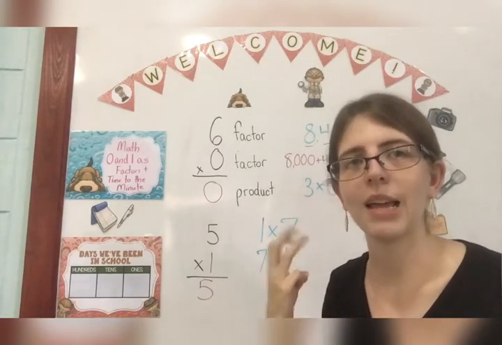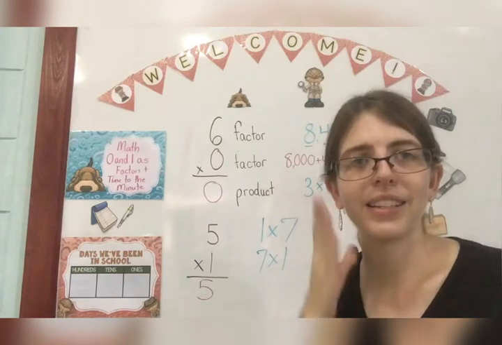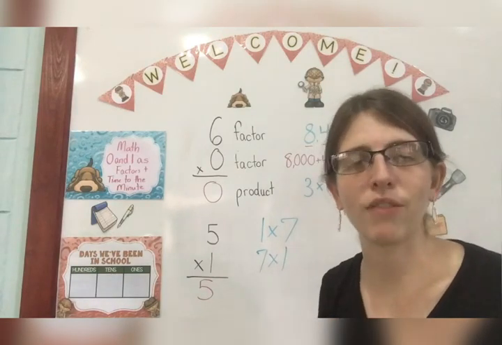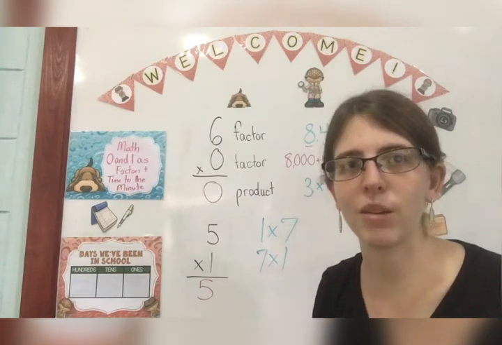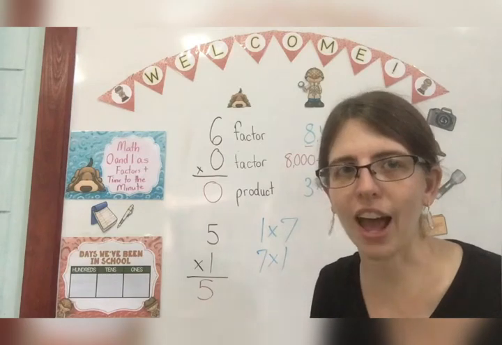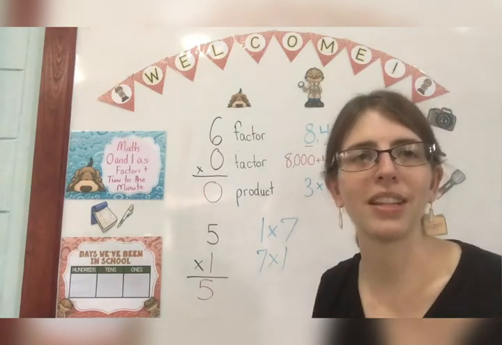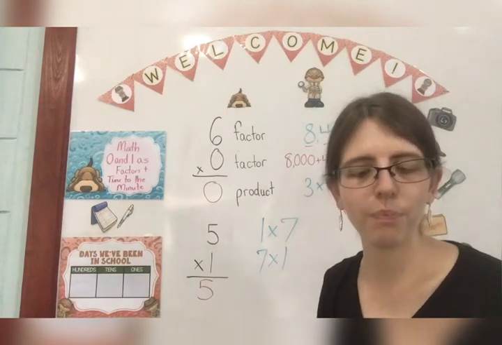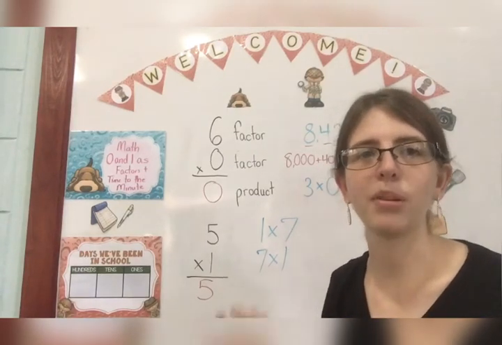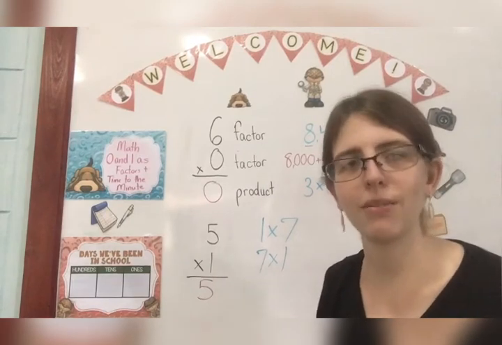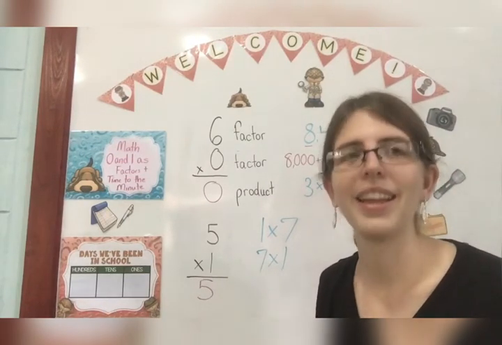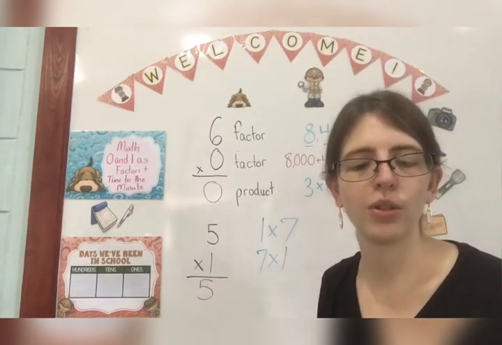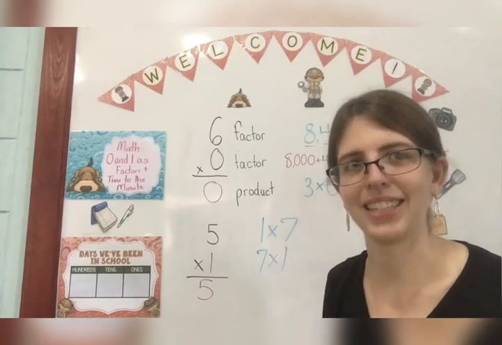2 times 3. When you multiply something by 2, that's the same as when you have doubles in addition, like 3 plus 3, 4 plus 4, 5 plus 5. That's what happens when you multiply by 2. You double it. So 2 times 3 is the double of 3. What's 3 plus 3? 6. So 2 times 3 is 6.